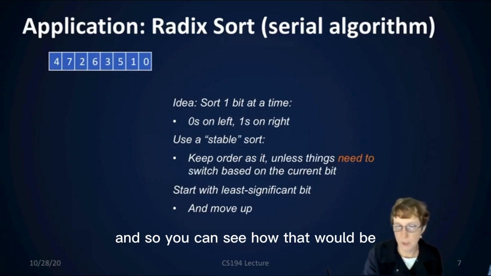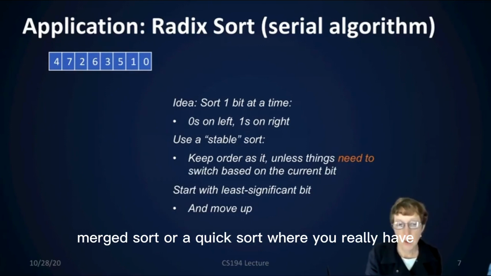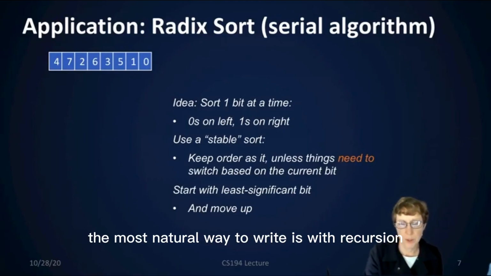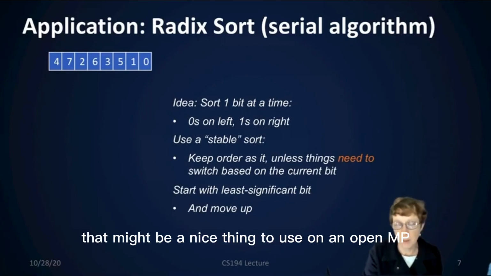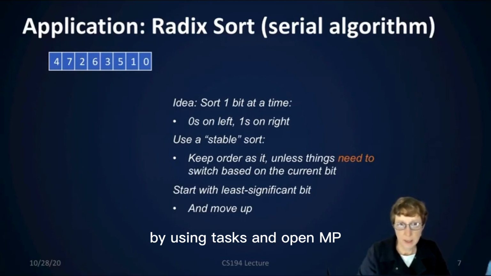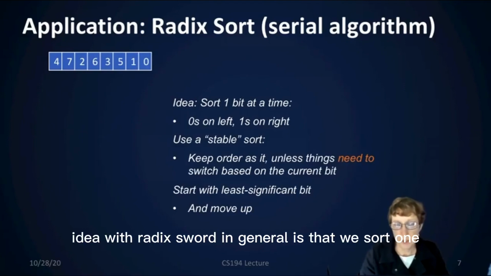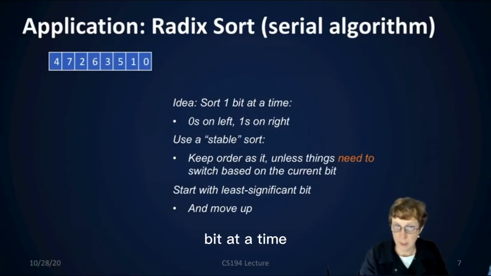So you can see how that would be different from something like merge sort or quick sort. With merge sort, the most natural way to write it is with recursion, and that might be a nice thing to use tasks in OpenMP for, but maybe not a great fit for a data parallel model. Okay, so the idea with radix sort in general is that we sort one bit at a time.